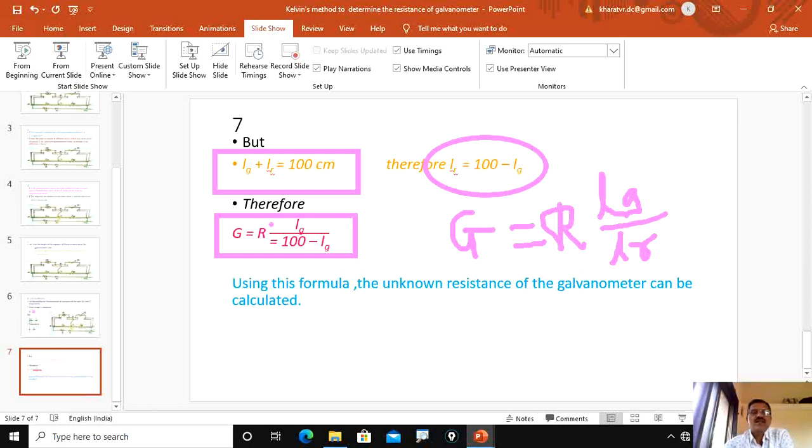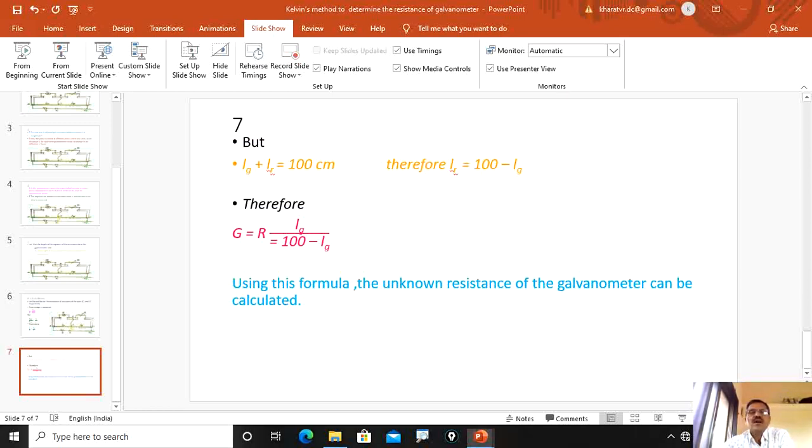Here, what is this R? R is the resistance drawn from the resistance box. And what is LG? LG is the length of the segment of the wire in front of the galvanometer. So, in this way, we can determine the unknown resistance of the galvanometer by the meter bridge using Kelvin's method. Thank you.